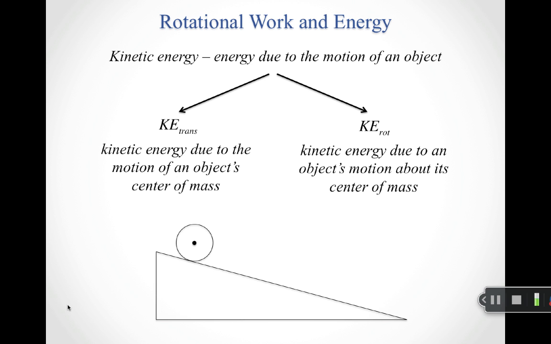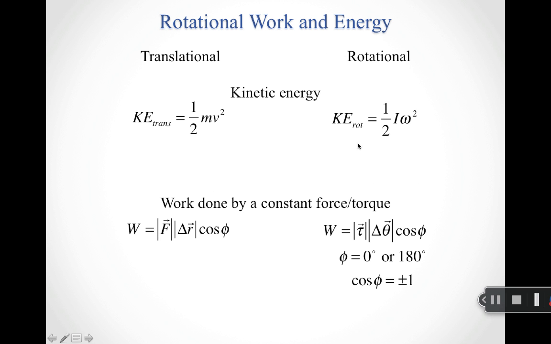kinetic energy. The simplest situation is just some ball as it rolls down the hill. What you notice is the center of mass, given by this dot, clearly moved, so I've got translational kinetic energy. But as the ball rolls, there's also rotational kinetic energy as the ball rolls about that center of mass. And so this just gives me an additional account that I need to keep track of.